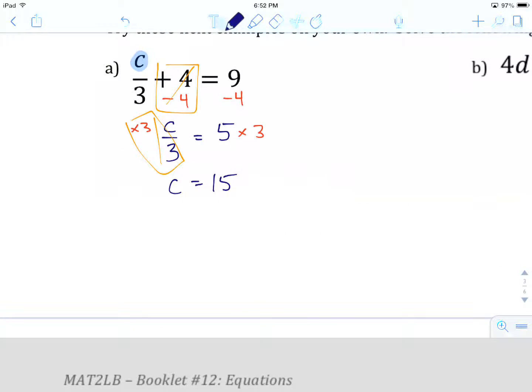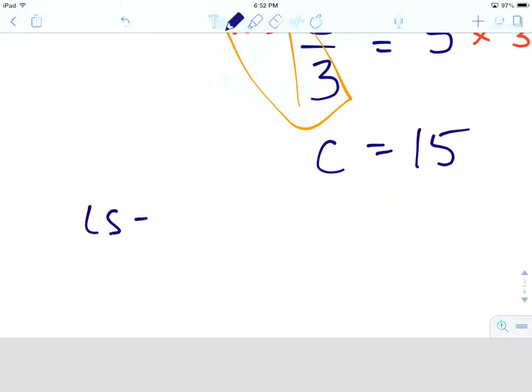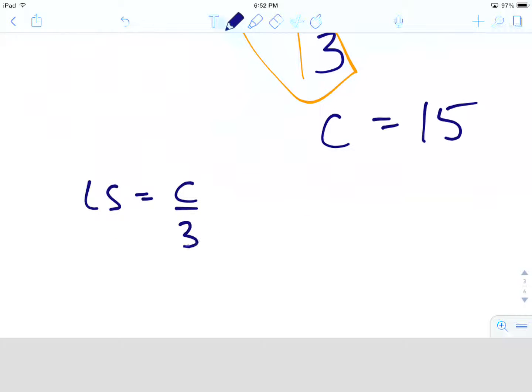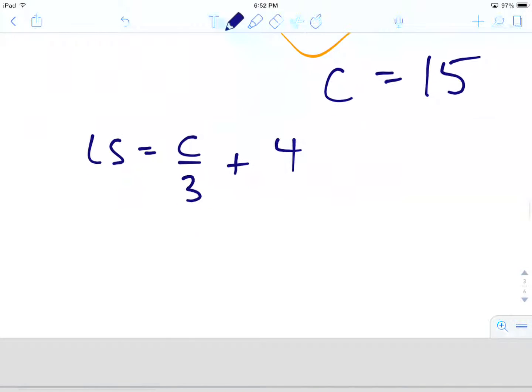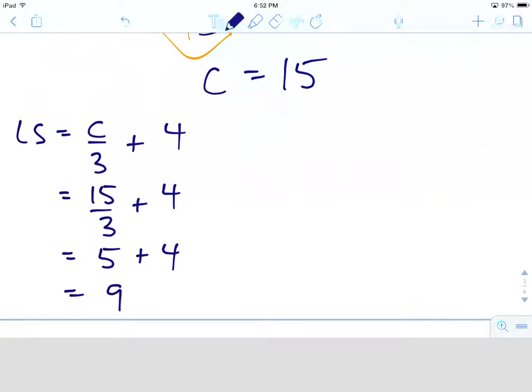So let's see if we can squeeze a little check in here. The left side of our equation is equal to c over 3 plus 4. The value we believe is true for c is 15, so we substitute that in. 15 divided by 3 gives us 5 plus 4, and 5 plus 4 gives us 9. So there's the left side of our equation. Let's have a look at the right side.